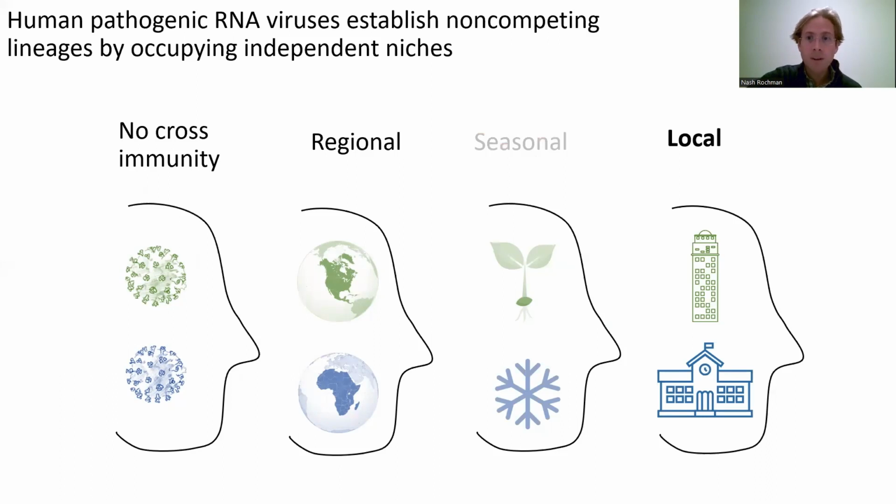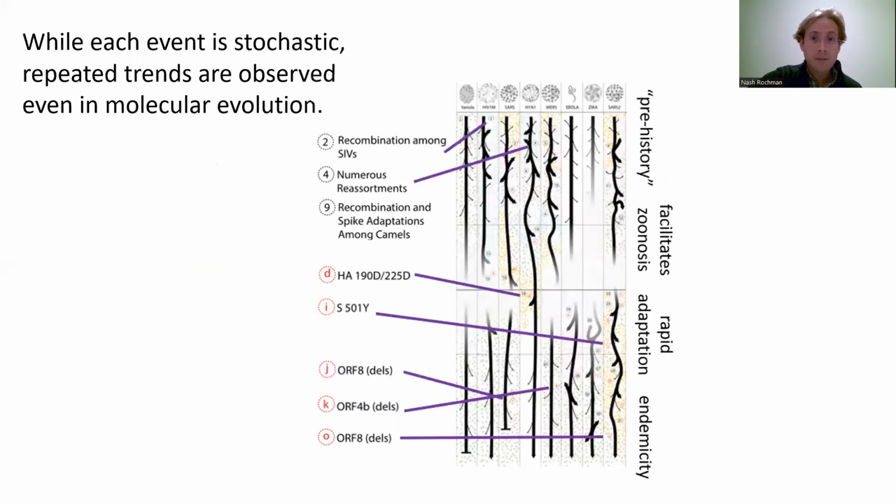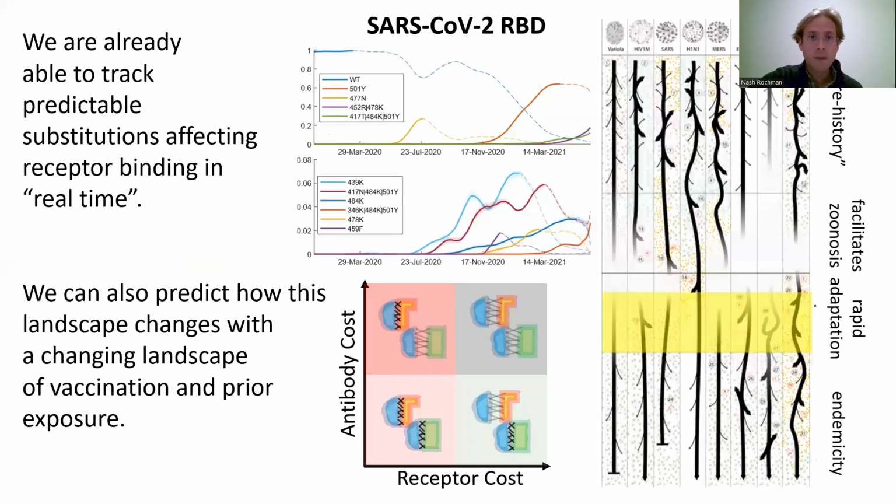We found that for more than half of all strains, there was no apparent seasonality, regionality, or significant cross-immunity suggestive of local niches. These data and analytical tools empower us to build actionable evolutionary forecasts for pathogens. While each event is stochastic, repeated trends are observed even in molecular evolution. We are already able to track predictable substitutions affecting receptor binding in real time. We can also predict how this mutational repertoire changes with a varying landscape of vaccination and prior exposure.